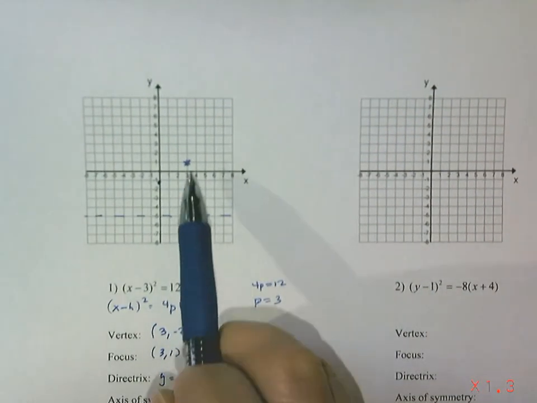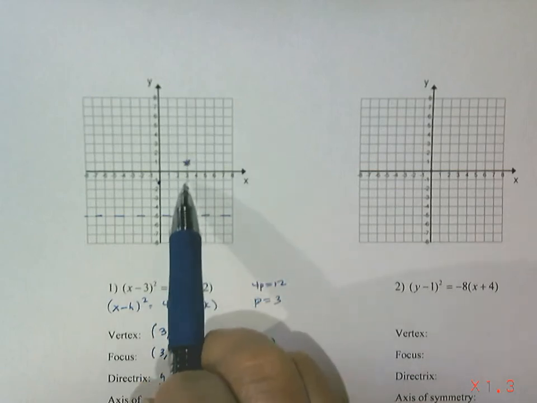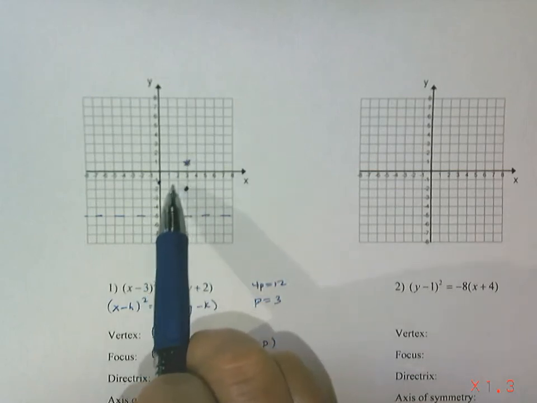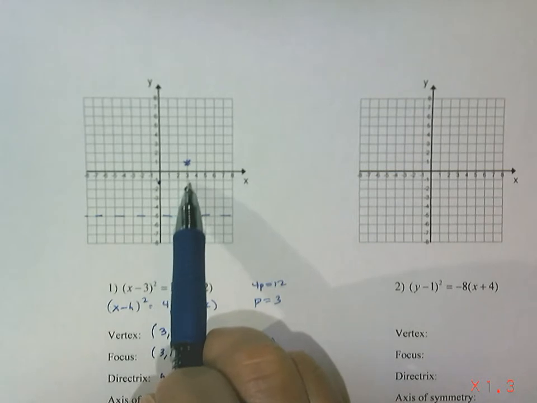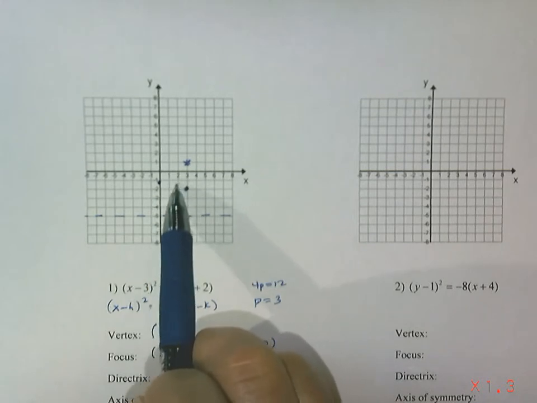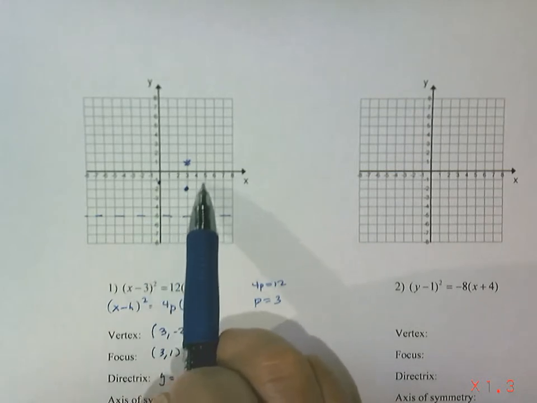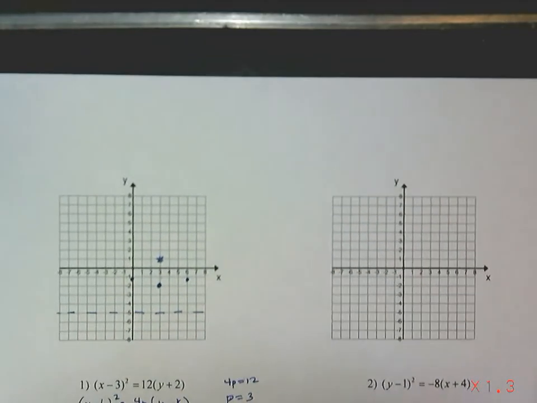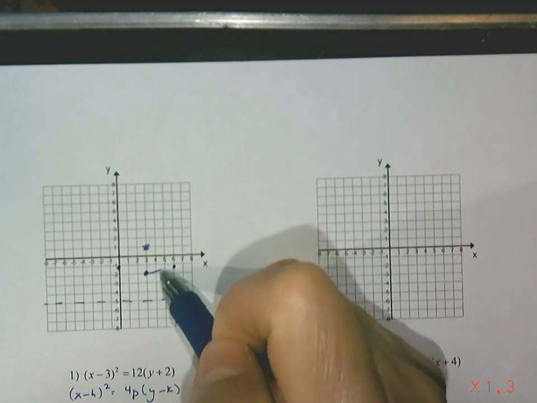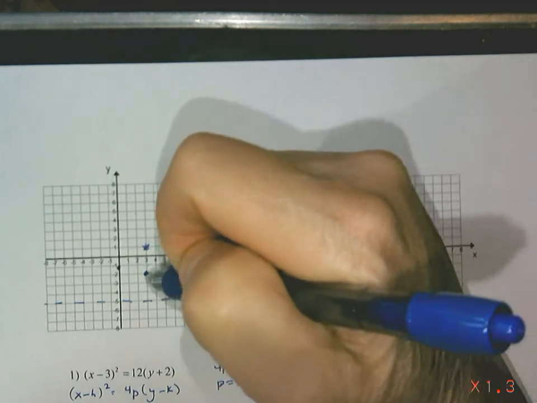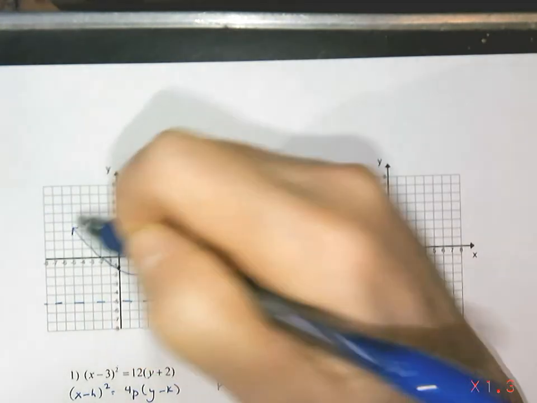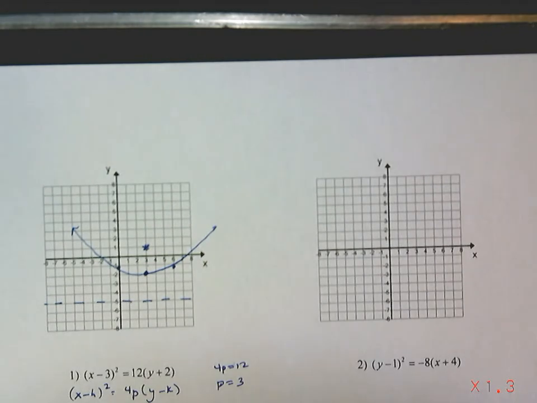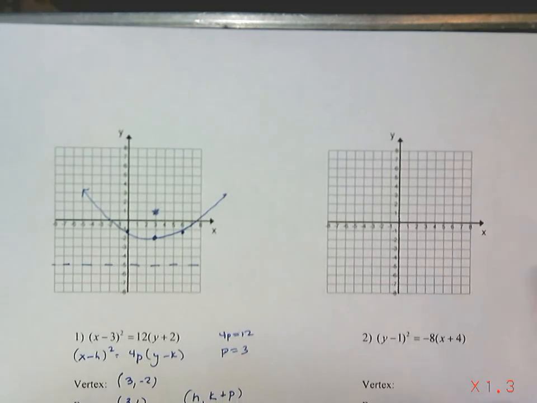I can reflect that, since I have this axis of symmetry, this distance away from the axis of symmetry. I'm just going to come over here and reflect it. I've gone 1, 2, 3 away, so I go 1, 2, 3 and mark it here. And then I can draw the curve. And it doesn't have to be exact. I do want to see that you've chosen some points.